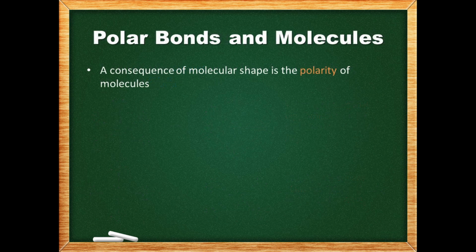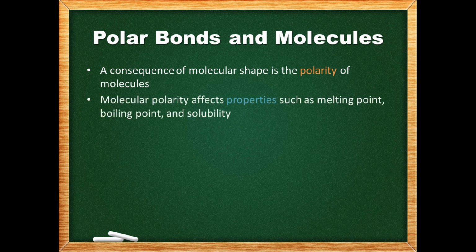Earlier in this chapter, we looked a bit at the polarity of molecules. This is actually a consequence of molecular shape. Molecular polarity affects properties such as melting point, boiling point, and solubility, and also influences a substance's chemical reactivity in both synthetic and biological processes.